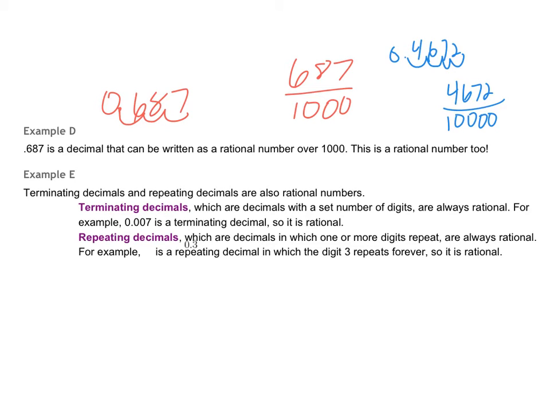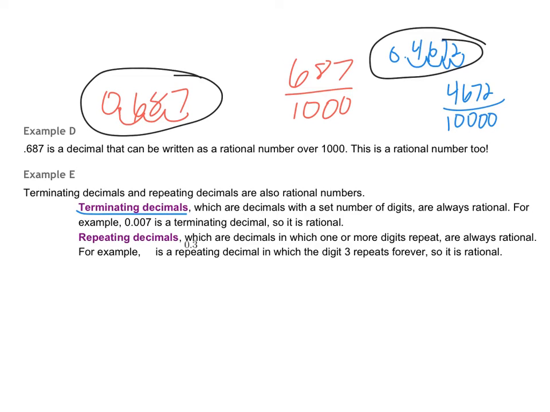There are 2 types of decimals that will result in rational numbers. The first one is called a terminating decimal, which is a decimal where the number of digits ends. So there's a beginning and there's an end. These two examples that I did up here, 0.687 and 0.4672, are examples of terminating decimals because there's only so many numbers after the decimal point. The other type is a repeating decimal, which is a decimal in which one or more of the digits repeat. Those are always rational as well.